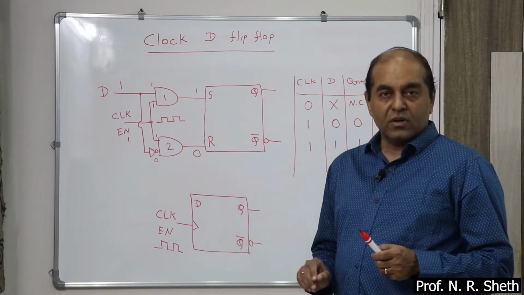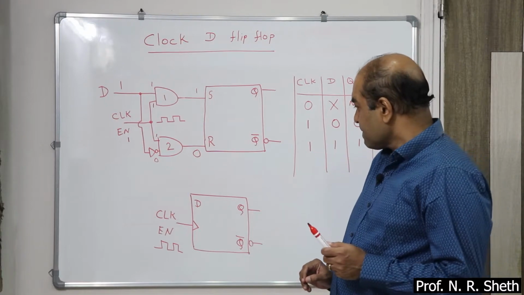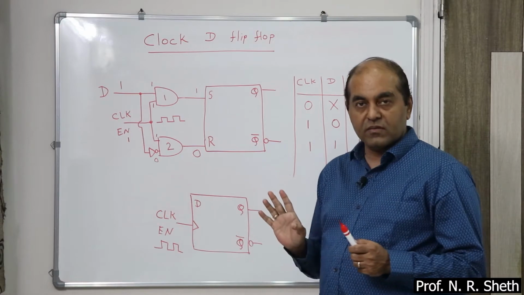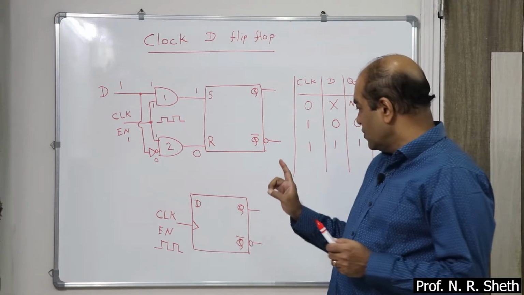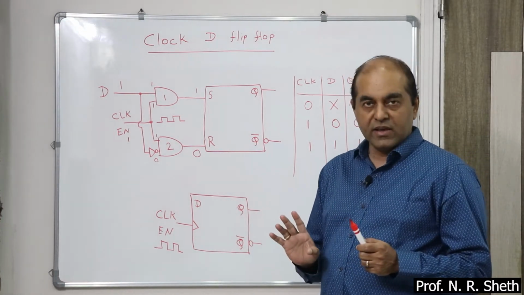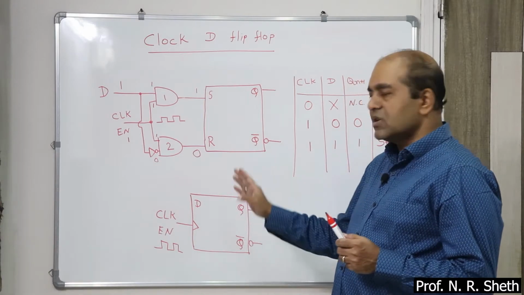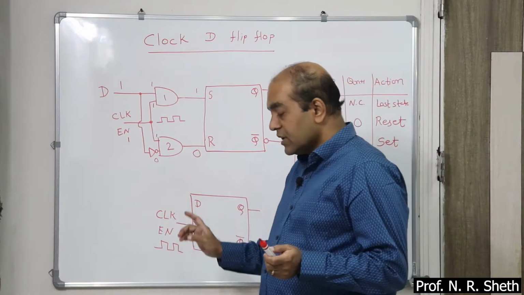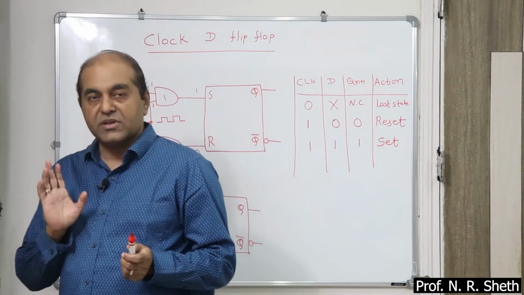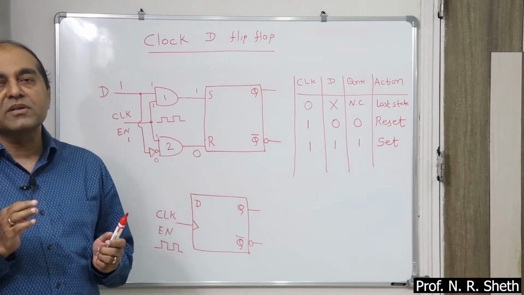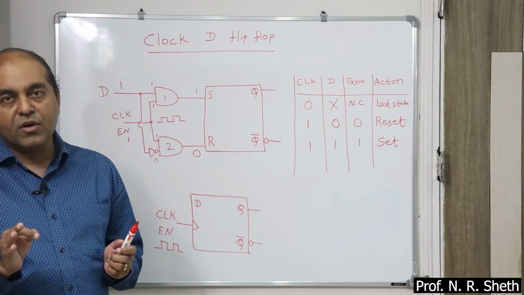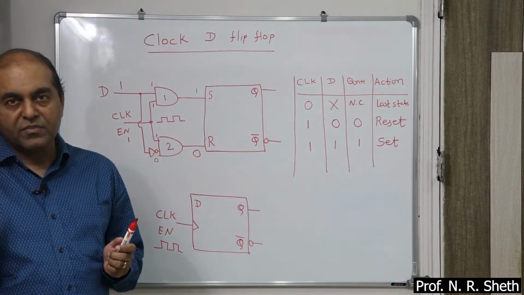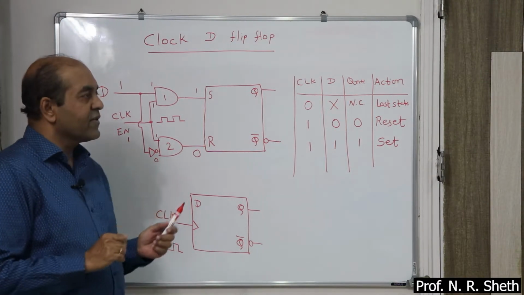Whenever you see this symbol, remember Q follows the action of D. D is 0, Q is 0, D is 1, Q is 1. There is no other. The only thing is, if the clock pulse is absent, flip-flop is in previous state. That's it. Okay. So, this is clocked D flip-flop.